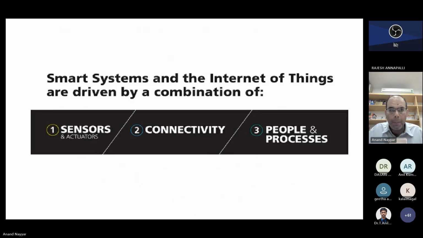So smart systems and Internet of Things are driven by the combination of sensors, connectivity, people, and process. So that's the reason, everybody, now you have to decide what kind of VLSI technology you can bring on the stage. Number 1, how you can integrate with high-end connectivity, and what kind of people and processes you need to integrate, and you can derive value-driven solutions from that aspect.